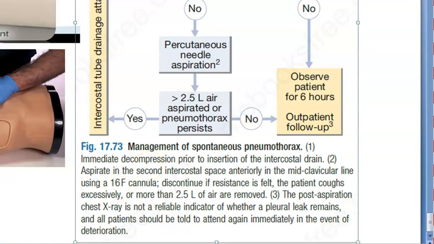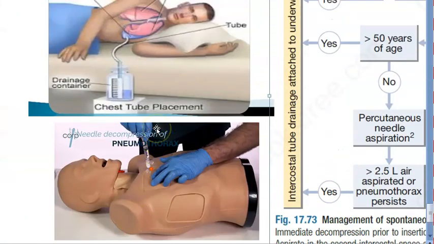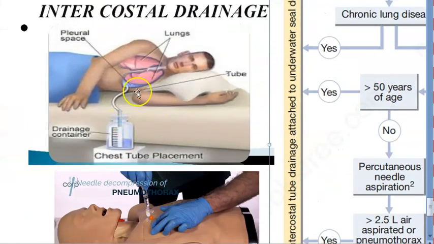See, this textbook has given aspiration, but for the chest tube, they didn't exactly tell the location. Okay, this is between the fourth and fifth rib, and it is actually axillary, right? So this is between the fourth and fifth, or between the fifth and sixth, just behind the pectoralis chest muscle. Okay, this is the intercostal drainage.